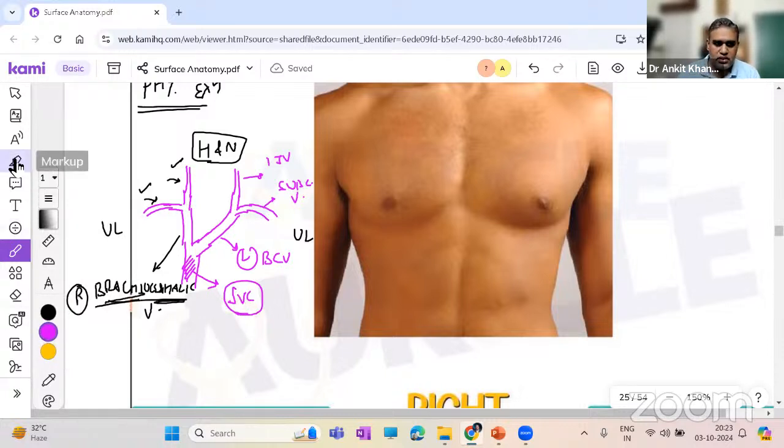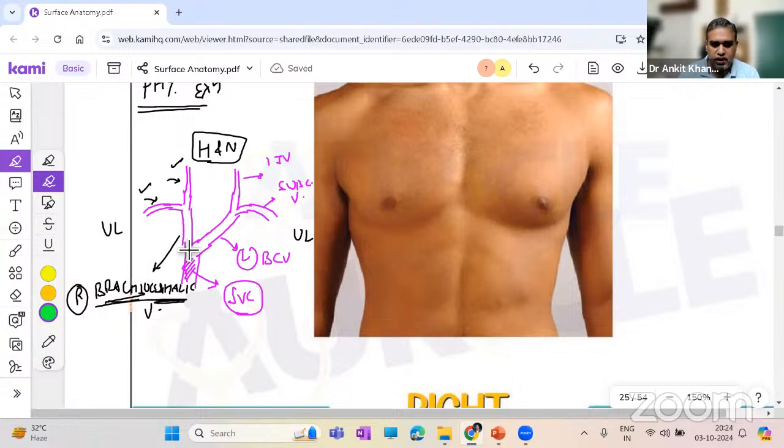Most of these structures over here are actually behind the sternum and between the sternum and the rib joint of the first and second rib over here. These are basically behind the sternum, so we don't feel them right over here.